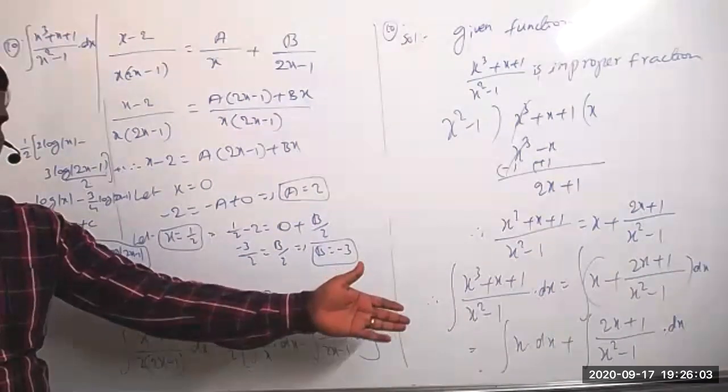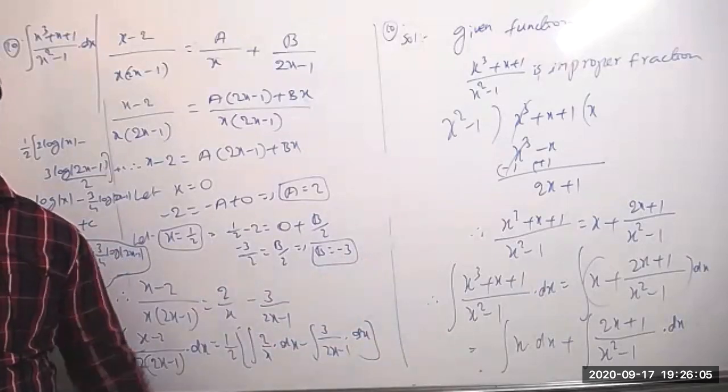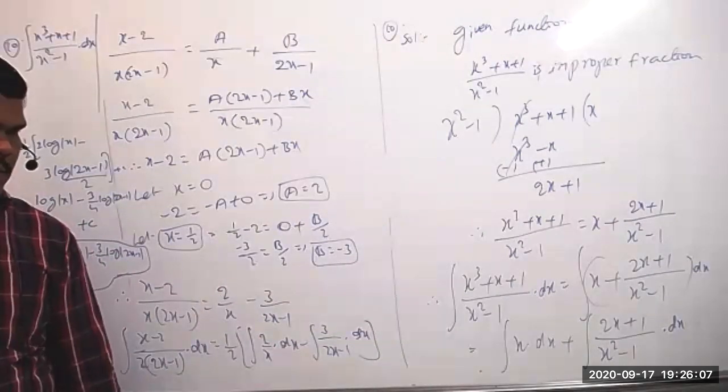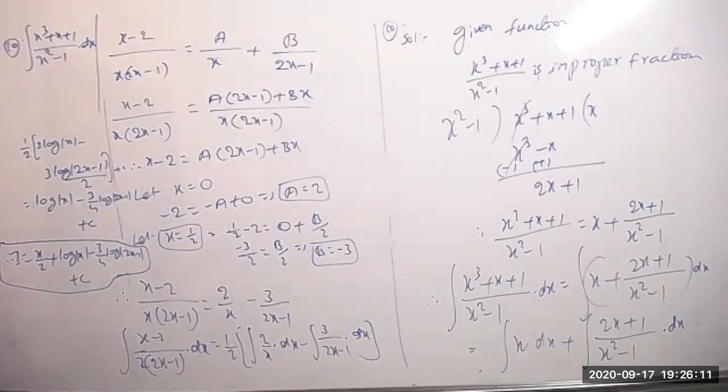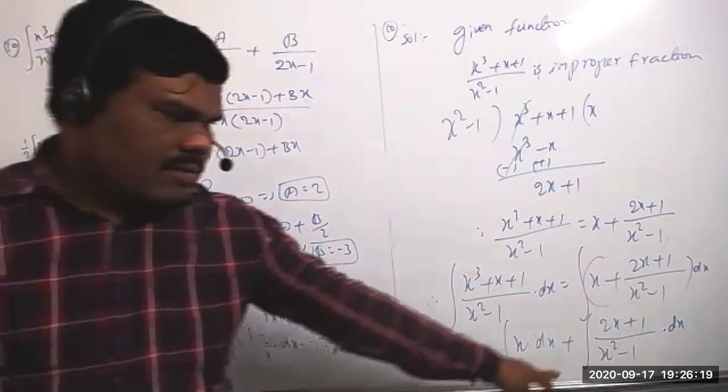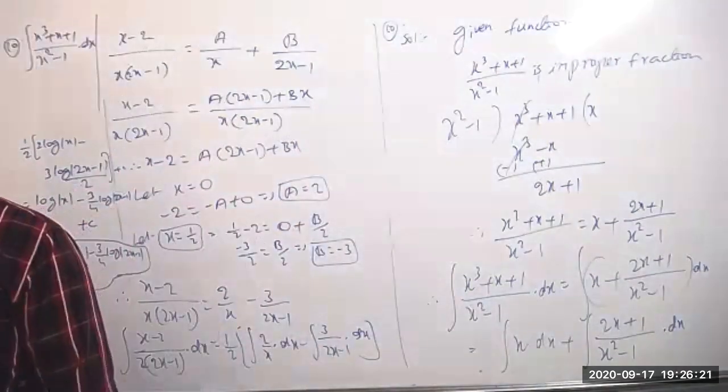Now from here it is the same thing we have to follow. The first term is directly related to integration, x square by 2 we will get. And for the second one you can apply partial fractions. In the second term, tell me the factors of the denominator.